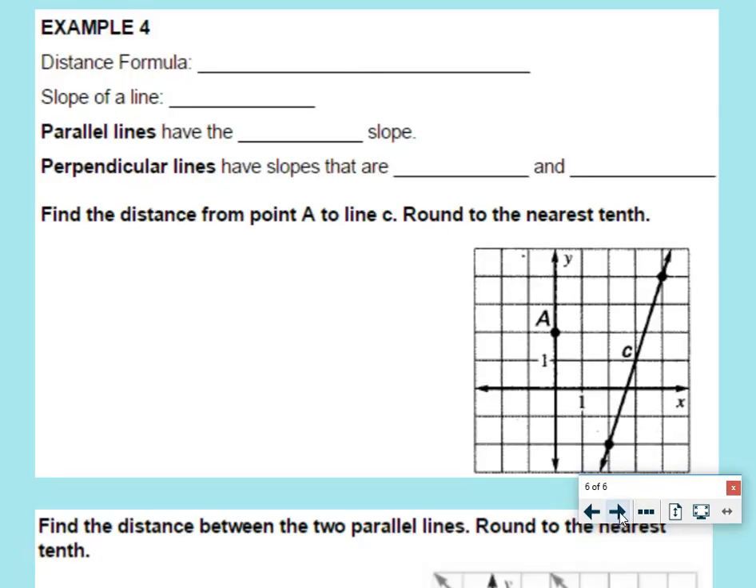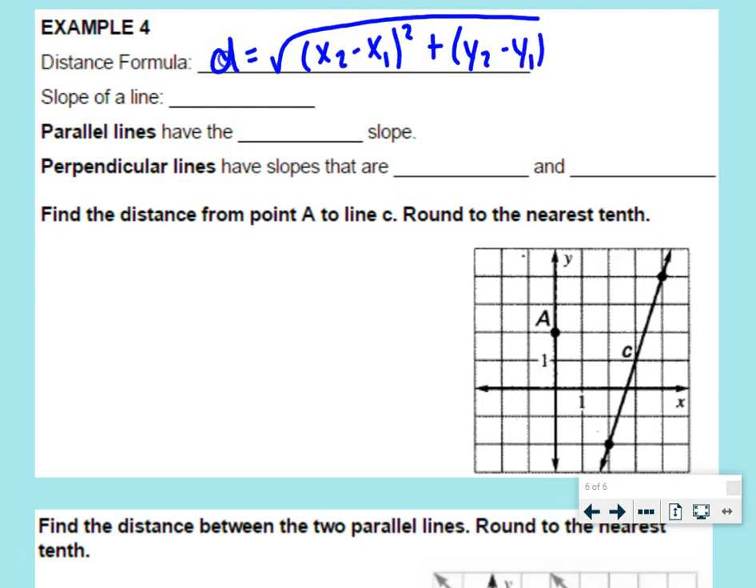So this is a little bit of a review from 8th grade algebra, which you took last year. So example 4, we're going to need to use the distance formula. So the distance formula is equal to the square root of (x2 minus x1) squared plus (y2 minus y1) squared, where x1 and y1 is a coordinate point and x2 and y2 are a coordinate point.